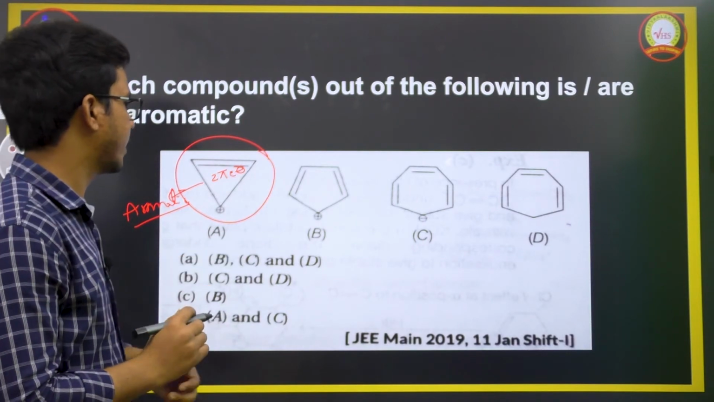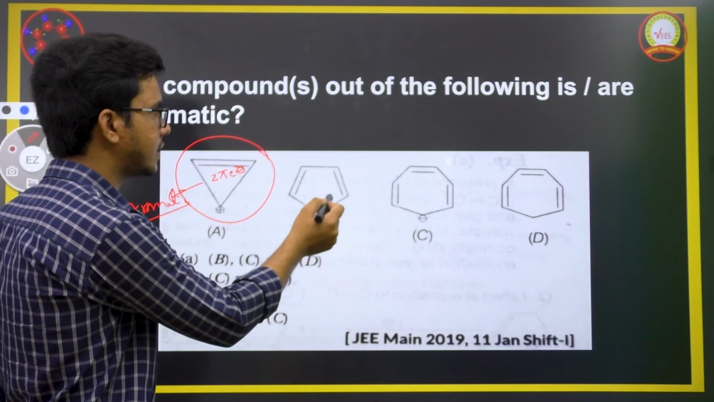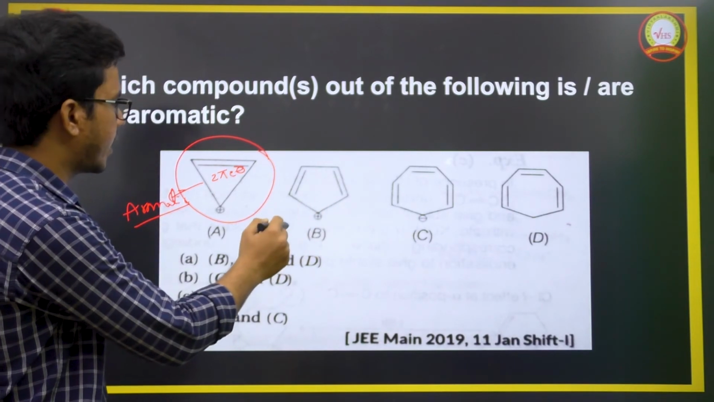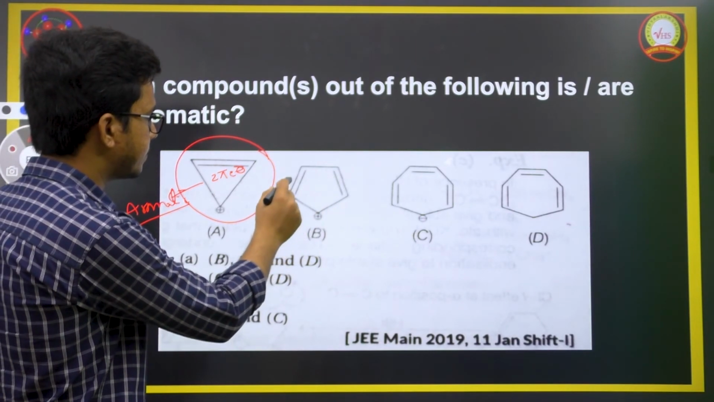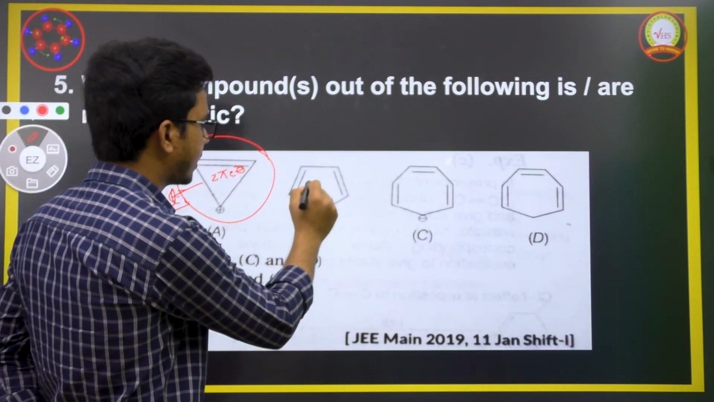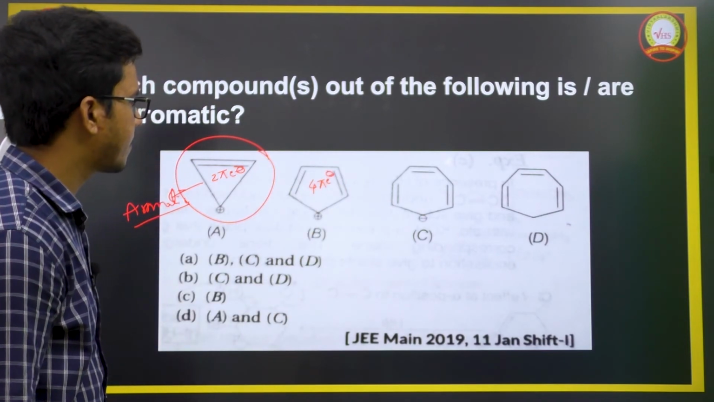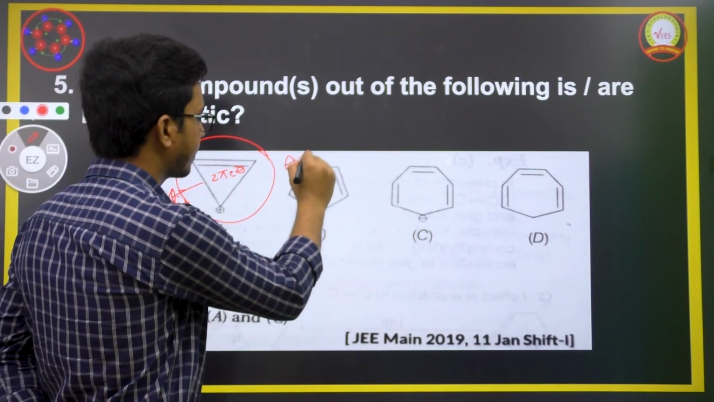Let us see the second one here. Like we have cation here, complete delocalization is there, cyclic compound is there. The number of delocalizing pi electrons are 4 pi electrons. That's what it is, anti-aromatic.